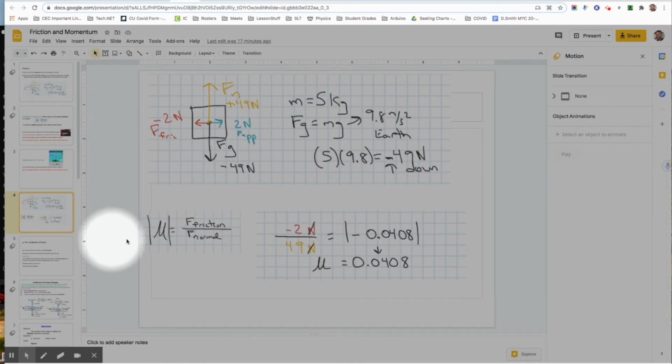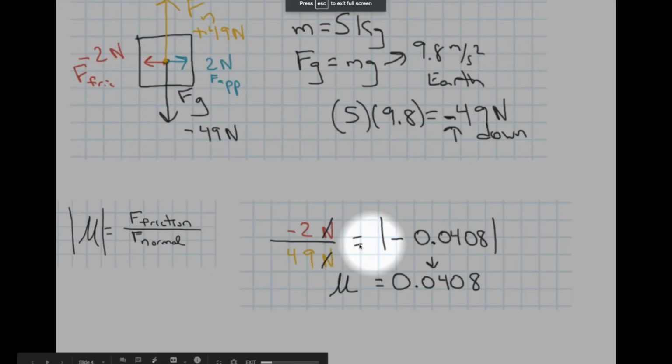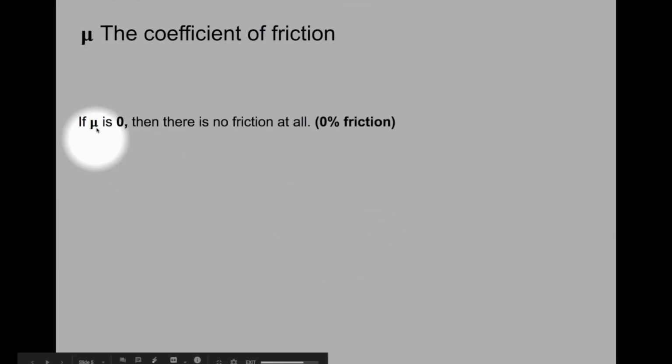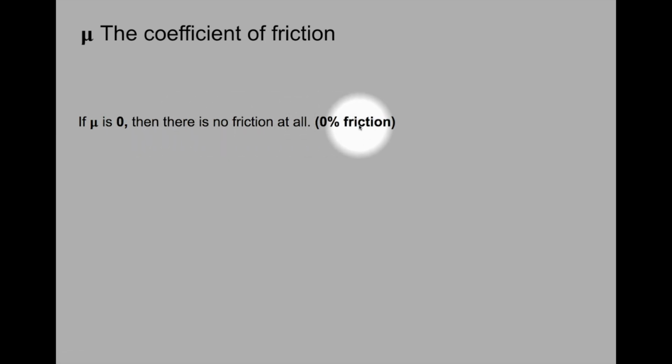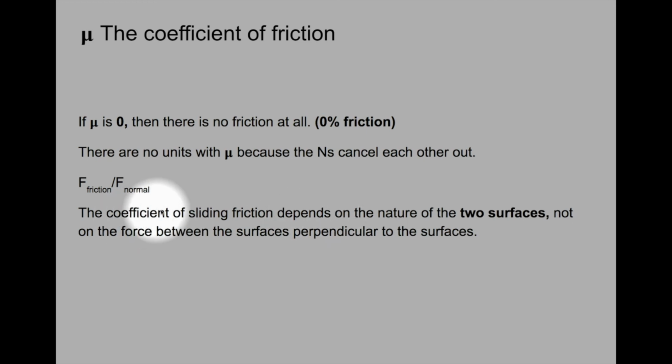So the last thing we're going to do with this: if mu is 0, there's no friction at all. So 0%, I think of it as a percentage, 0% friction. There are no units with mu because the newtons cancel out. If you look at the equation, it's newtons divided by newtons, they cancel. So the coefficient of friction depends on the nature, the smoothness, of the two surfaces, not on the forces.